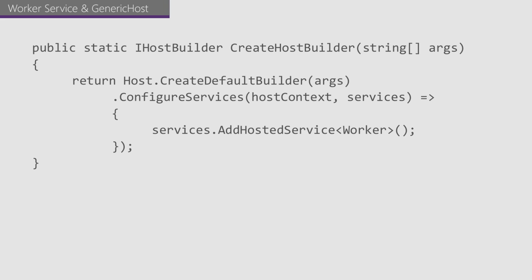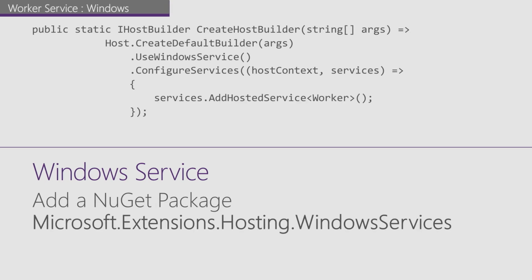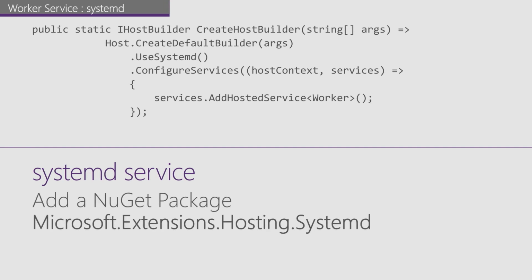And in this specific example, we just have a worker service that's going to add a hosted service and be able to run. In order to expand that to run a Windows service, we're just going to add a NuGet package very simply, using the Hosting.WindowsServices NuGet package, and then add one simple line called UseWindowsService. And similarly, if we want to run a systemd service on Linux, it's the same example for us to make that change. We add the Microsoft.Extensions.Hosting.Systemd NuGet package, and then just add .UseSystemd.